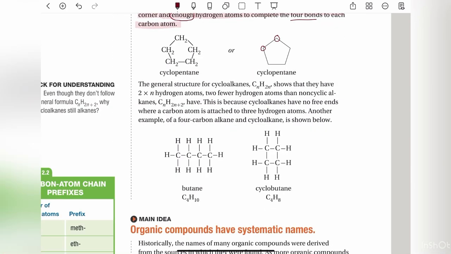So the general formula for cycloalkanes, CnH2n, shows that they have 2 times n hydrogen atoms, 2 fewer hydrogen atoms than non-cyclic alkanes, CnH2n+2, have. In other words, in cycloalkanes, there are twice as many hydrogens as there are carbon atoms. So this is something we need to know. This is because cycloalkanes have no free ends to which additional hydrogens have to be attached.